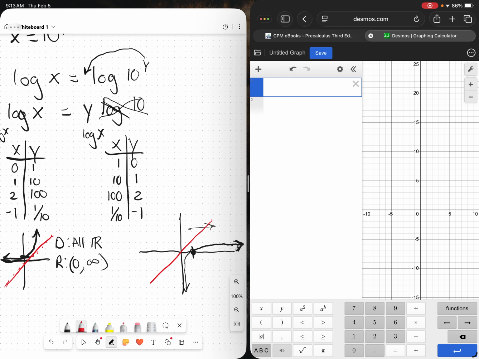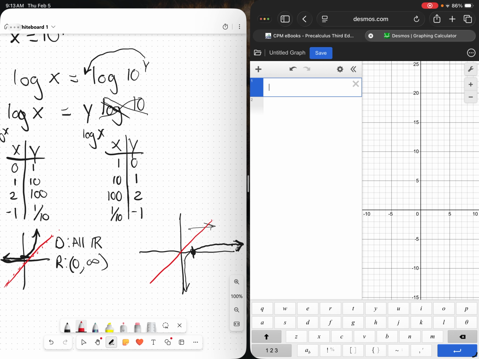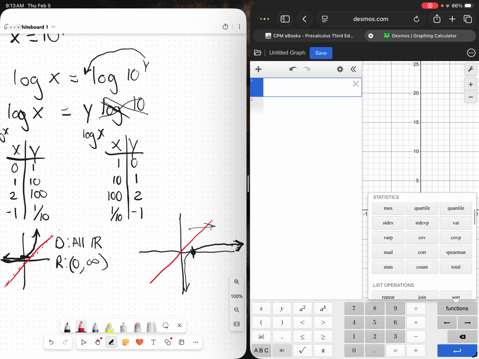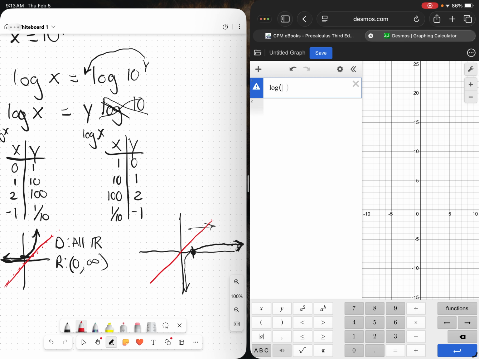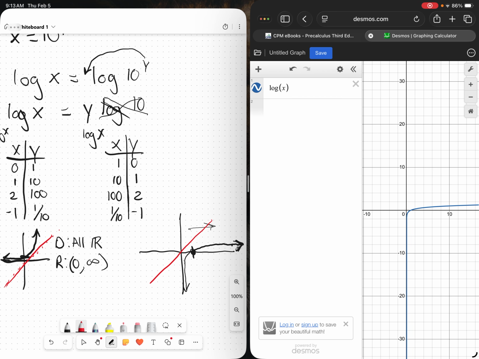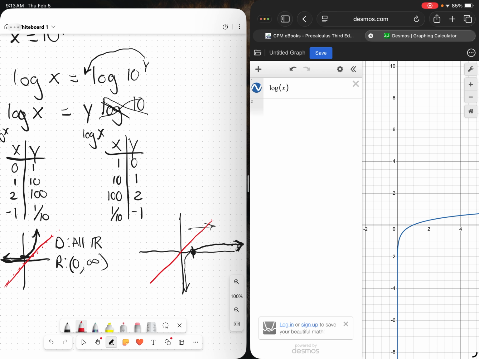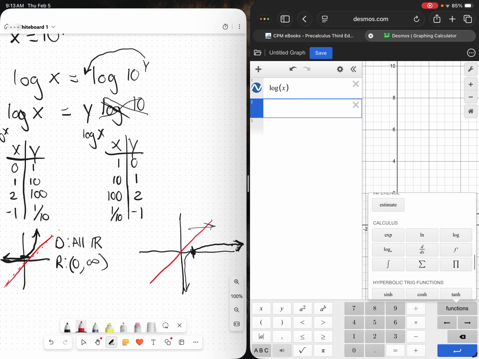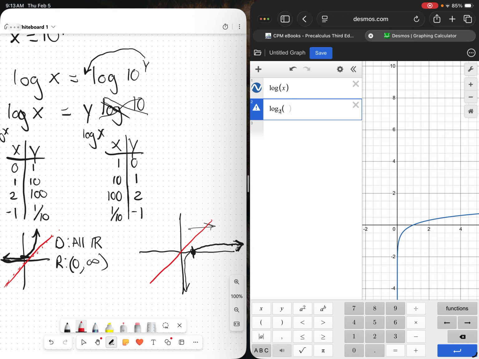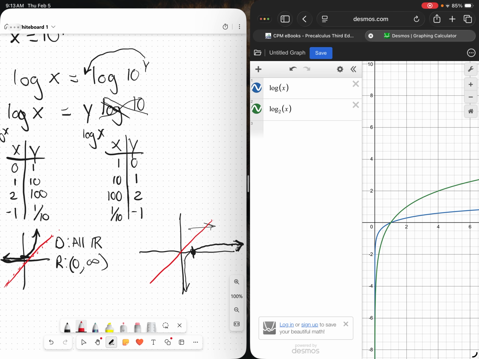So in Desmos, let's go to functions, and then we'll find log. We do log of x. So we can see there's that graph that we just graphed, very similar. Now let's see what happens when we change the base. So log base 2 of x. We can see that base, as an exponential, grows. When it's a log, it's an inverse. It actually goes up more the smaller that base is.